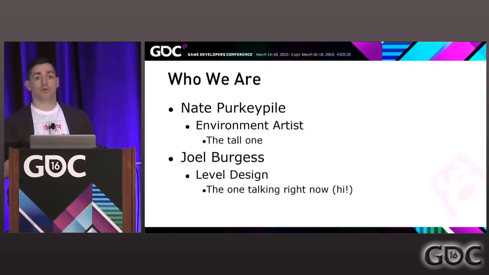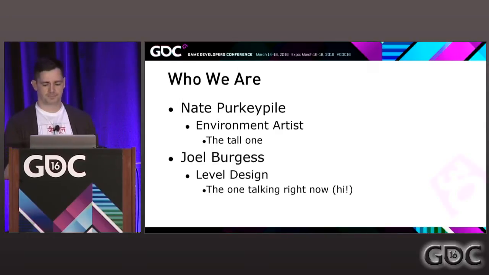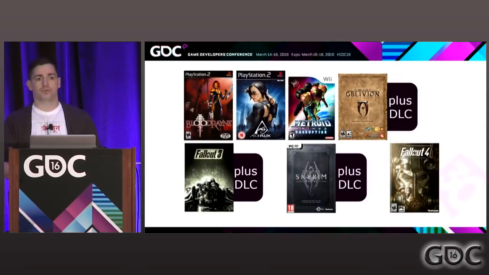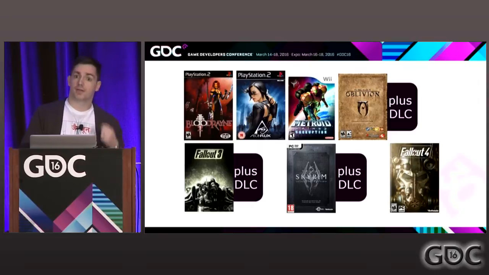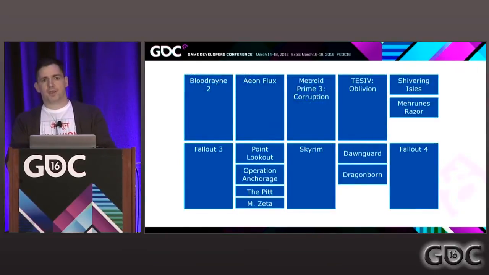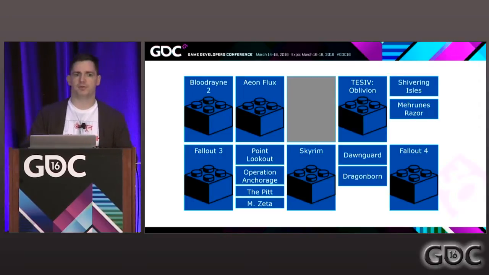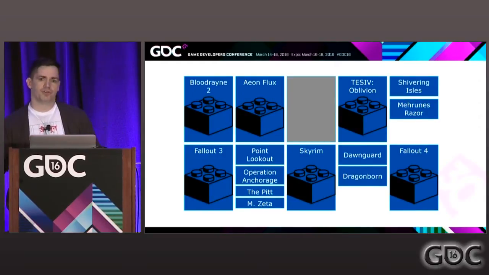A couple of brief words about who we are. My friend here is Nate Purkeypile, and he's an environment artist with Bethesda Game Studios. My name's Joel. I'm a level designer. Nate and I have known each other for about 12 years, worked together on and off throughout that time. And between the two of us, we've worked on several games. And of the games that we've worked on together, all but one of them made extensive use of a modular system for its level design and environment art. Which is just to say that we've been to this rodeo. We've had several projects in many years to try out different approaches, find things that work, screw other things up, and just sort of learn.